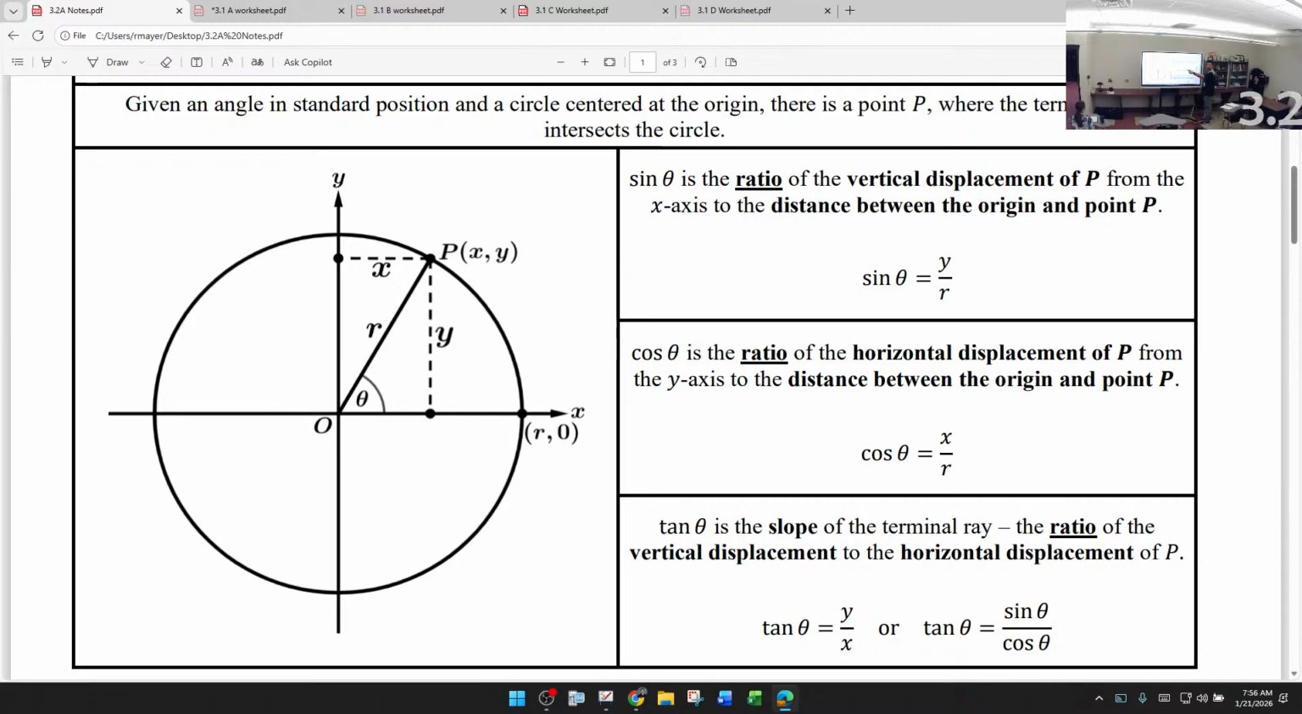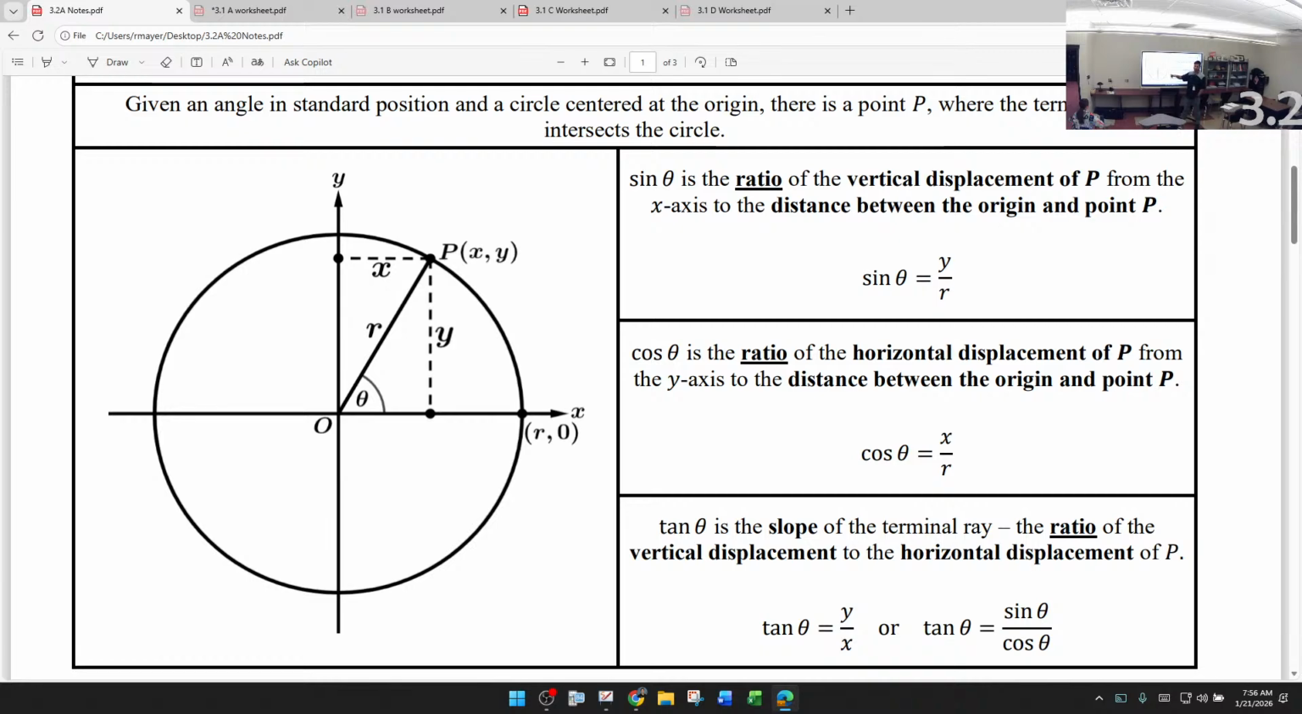Except they're not going to give it to you as SOH-CAH-TOA. They're going to give it to you as y over r. Y is the y value. It's the opposite. Y is over here, that's the opposite. Your angle is always on the origin. So y is the opposite and r is the radius, which is the hypotenuse.